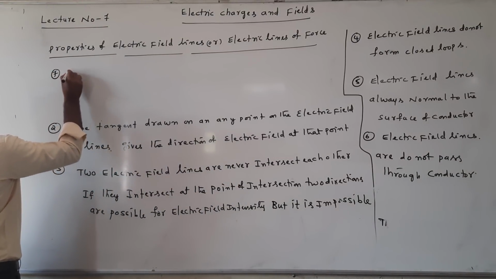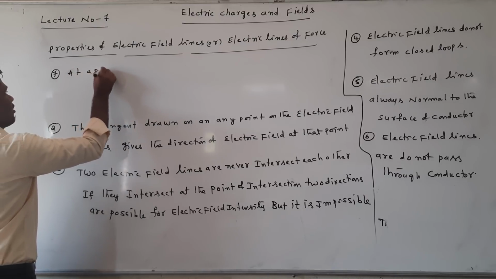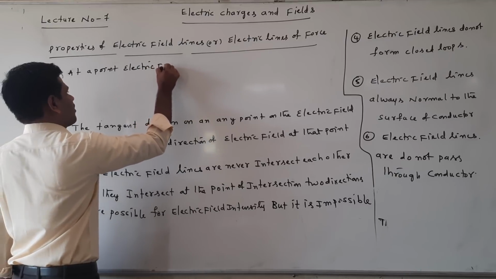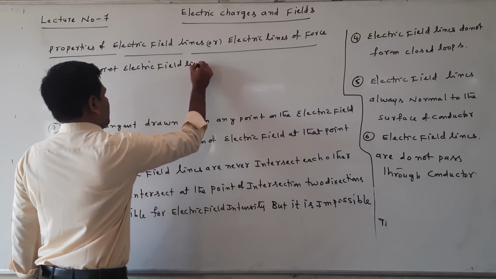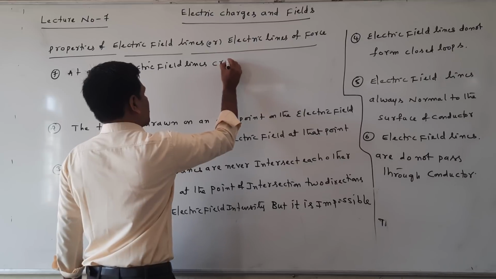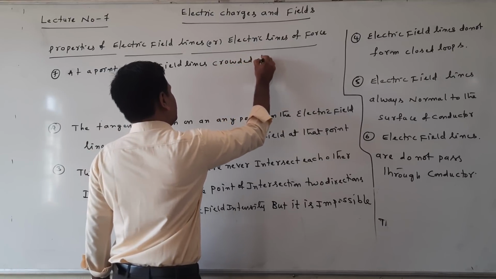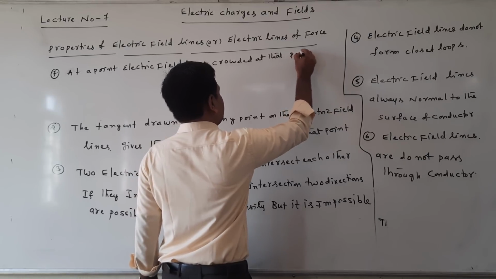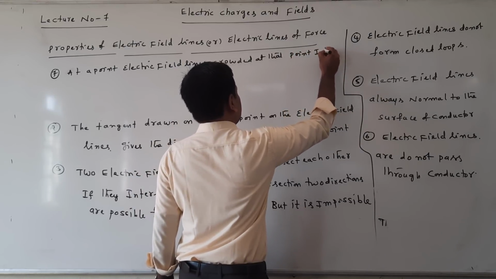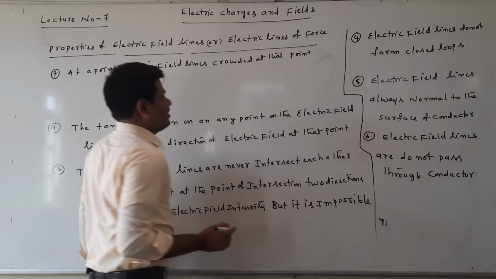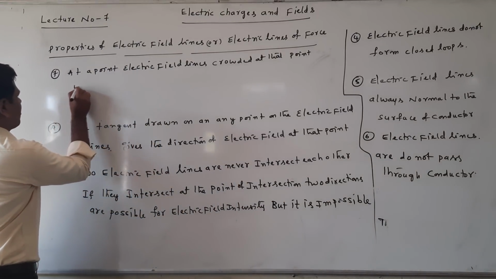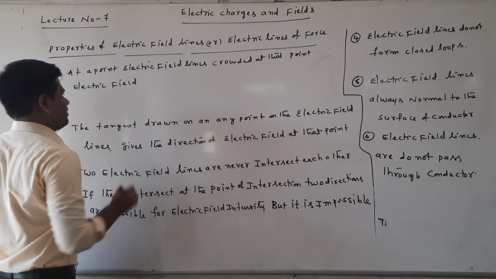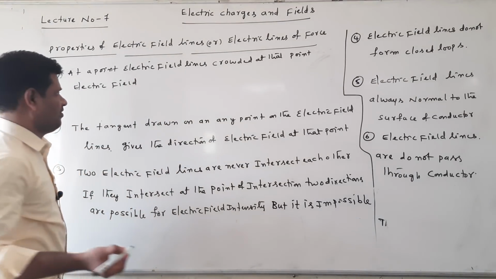At a point where electric field lines are crowded, at that point the electric field is stronger, or the intensity of the electric field is also stronger.